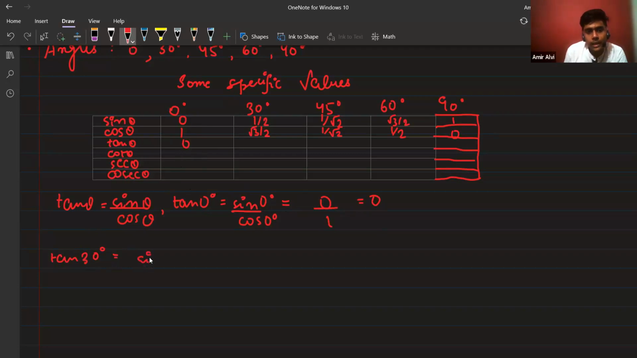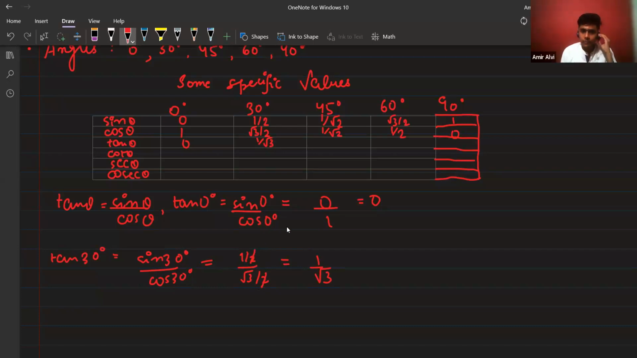Another thing, what is the value of tan 30 degree? It would be sin 30 by cos 30. Sin 30 is 1 by 2. What is the value of cos 30? Root 3 by 2. Can we cancel the 2, because it's a double division? Yes, sir. So it will come 1 by root 3. So the answer of tan 30 is 1 by root 3.